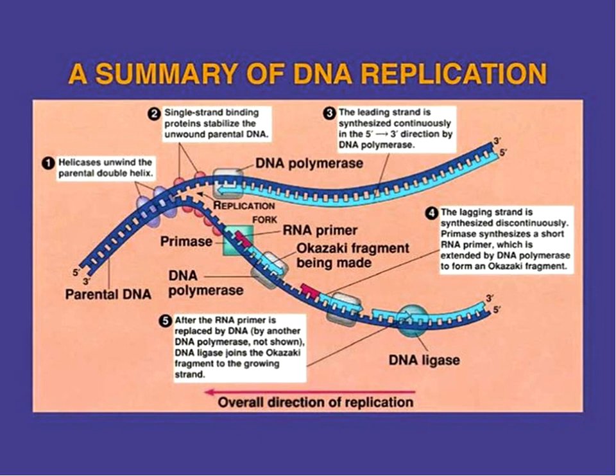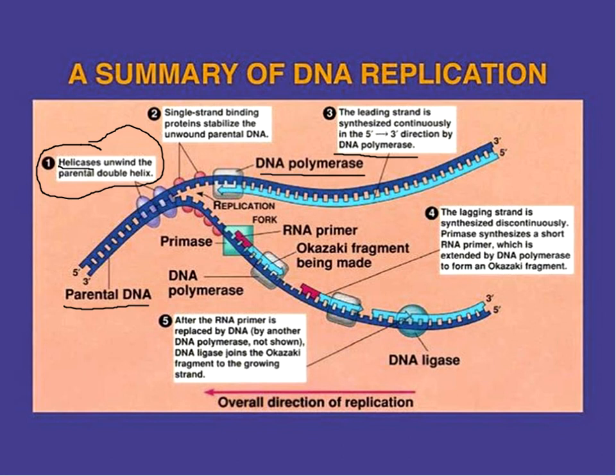So here it is again. So the dark blue is the original DNA, the parental DNA. Step 1, helicase. Remember helicase? That's the thing, the enzyme that unzips it. So it's like a zipper, unzipping. Step 2, now we have step 2 and step 3. Now we have DNA polymerase base pairing.